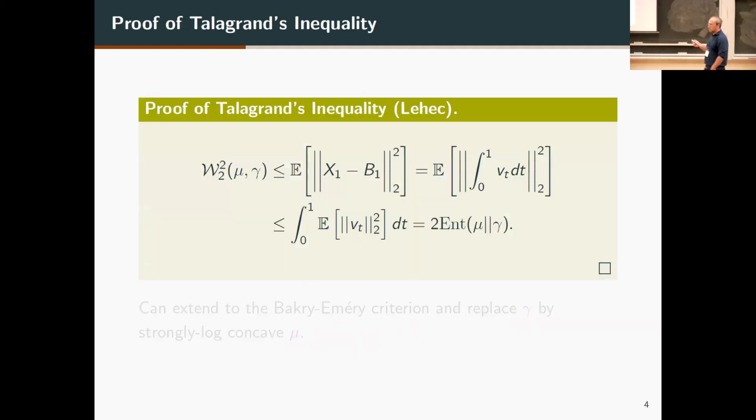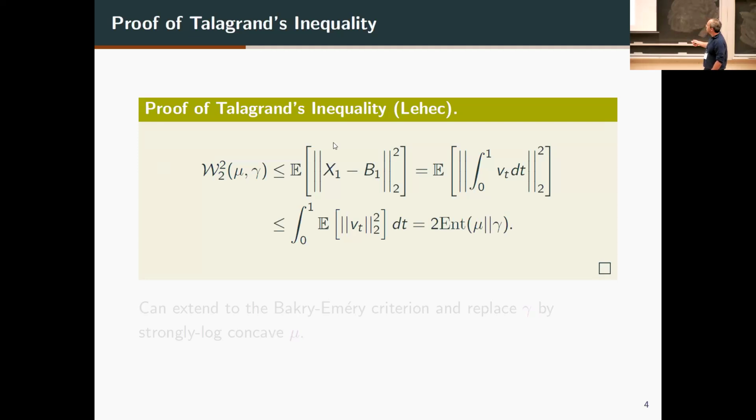Here is a proof of Talagrand's inequality. Let's take our Brownian motion. At time one, it has the law of the standard Gaussian. Let's take the process X. At time one, it has the law of mu. Right, so that gives us some coupling. That doesn't have to be the optimal coupling, but it bounds from above the Wasserstein distance.